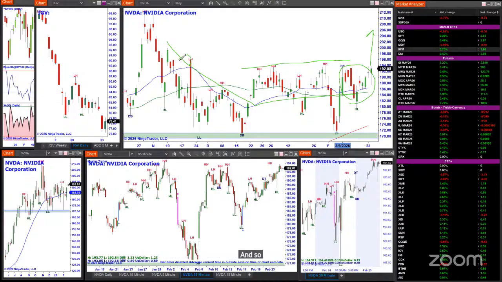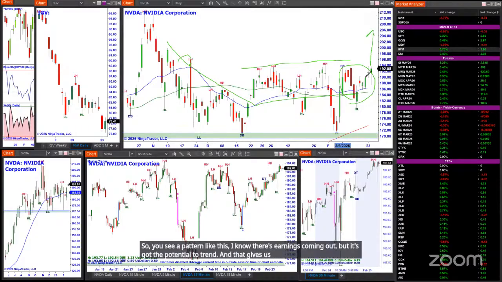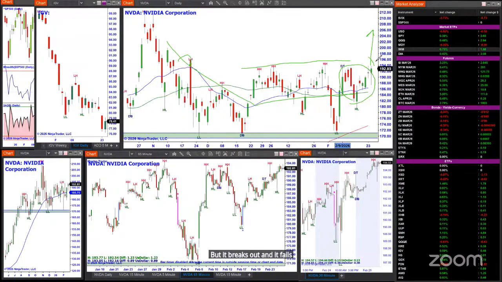And this has been tested partially here, and here. So you see a pattern like this. I know there's earnings coming out, but it's got the potential to trend. And that gives us a bias. Whereas you see a pattern like this in something else, I don't have an example, but it breaks out and it fails because there's no void. So this is the initial part of looking at voids and bar by bar analysis.